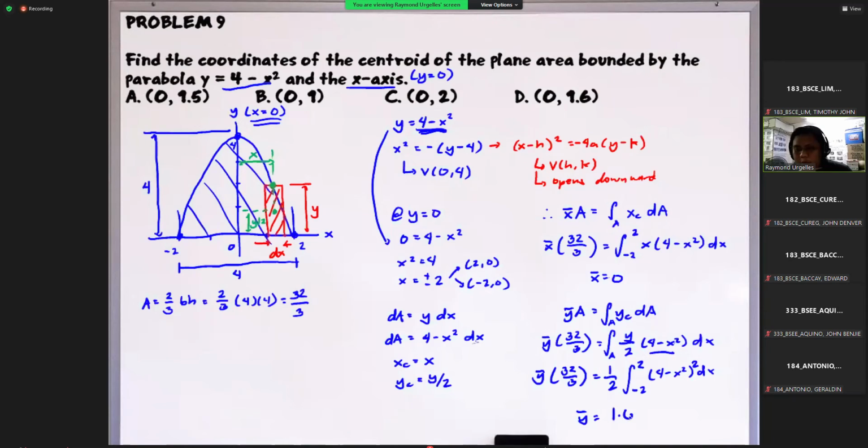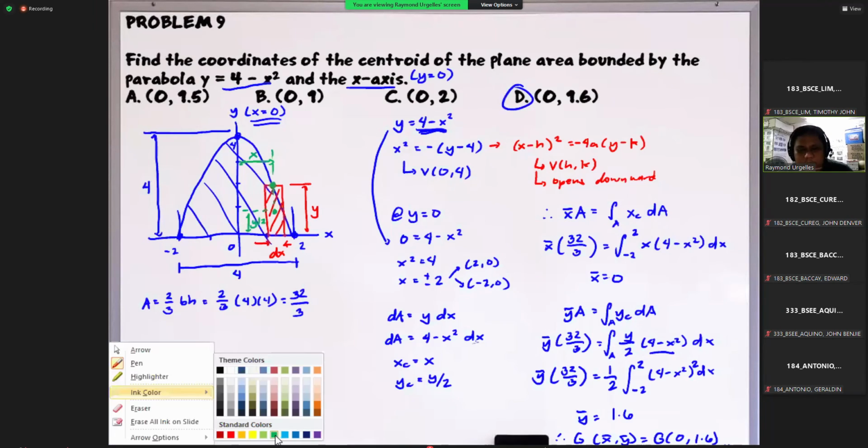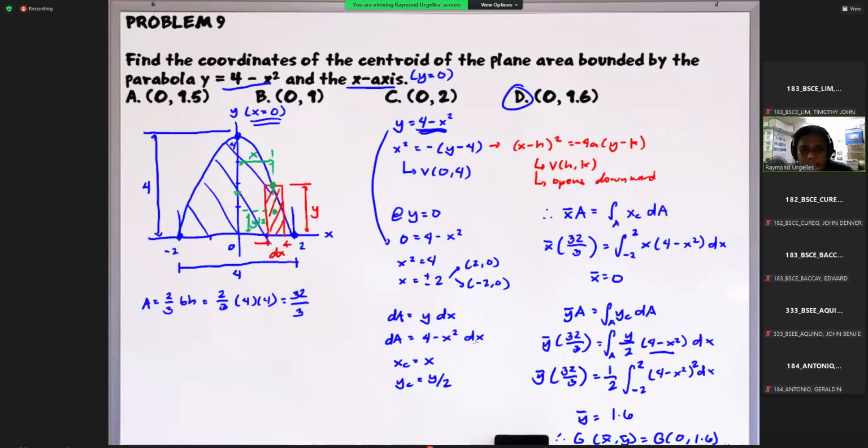No? So therefore, so the centroid is located at x bar, y bar. So this is given by, okay, so we have 0, 1.6. No? Okay, so we have letter B. Diba? So ibig sabihin nandito yung centroid natin. Okay, so somewhere here. Okay, so this is our centroid.